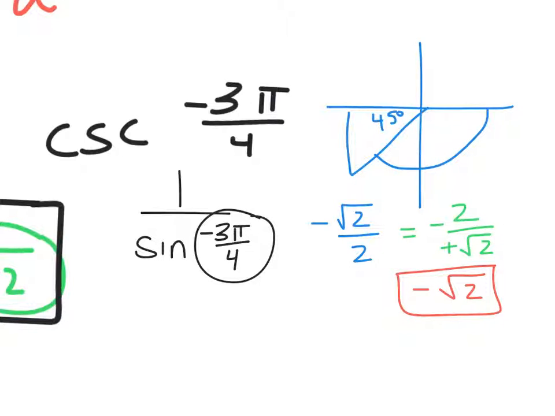Again, to check it on your calculator, you could do 1 over the sine of negative 135 degrees, and you'll get the same decimal as negative square root of 2.